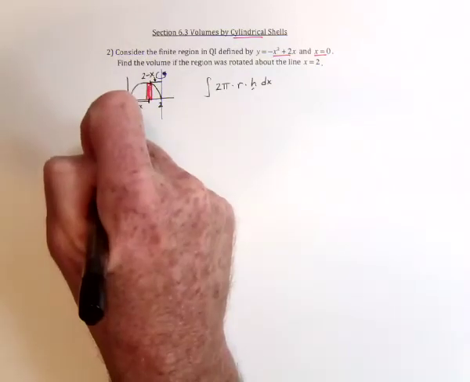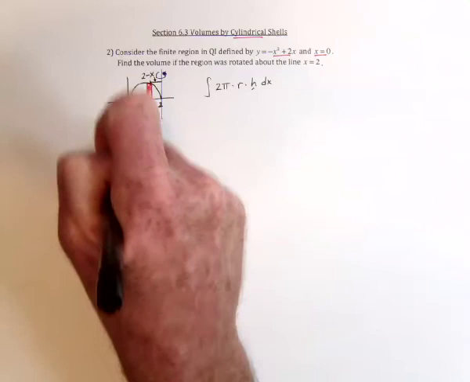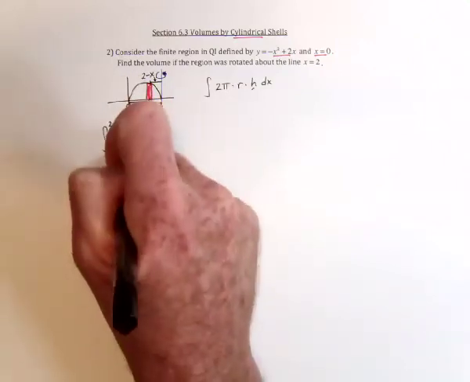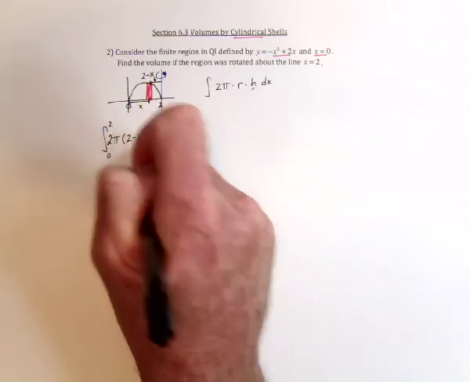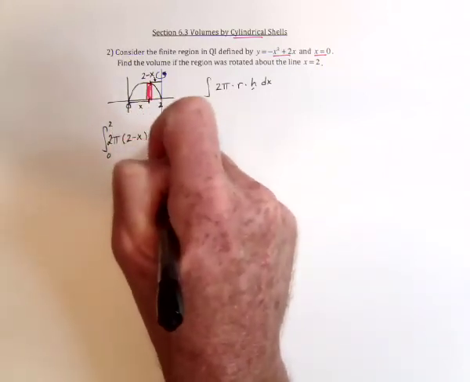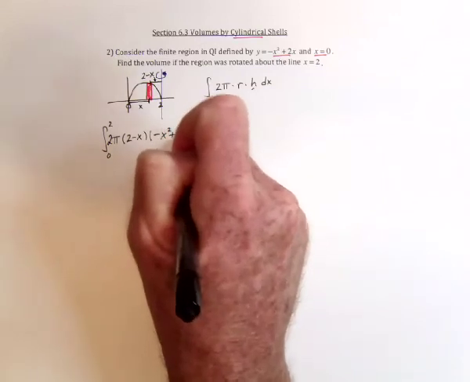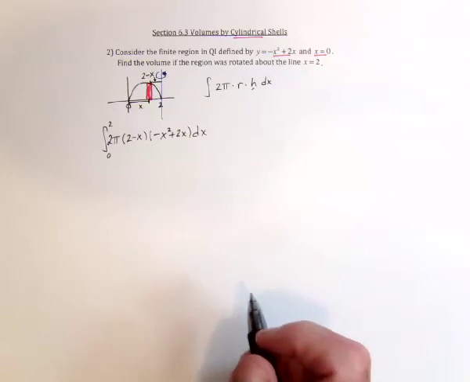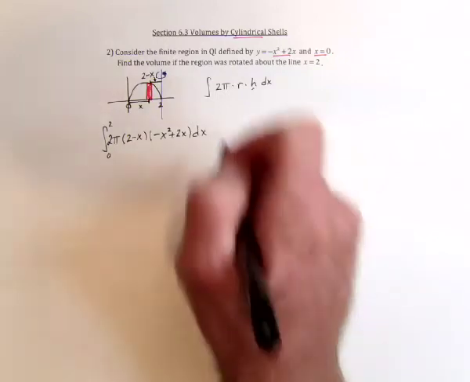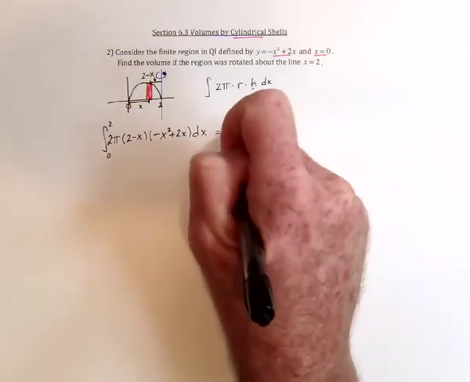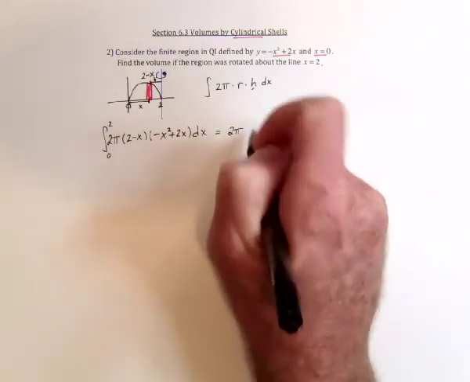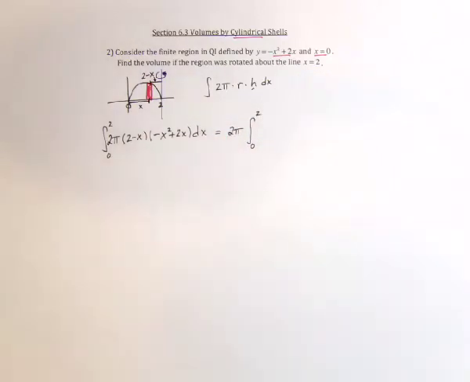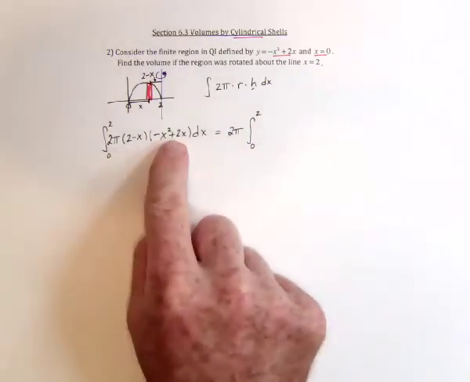So we're going to have the volume is the integral from 0 to 2 of 2 pi, the radius is 2 minus x, and the height is negative x squared plus 2x. And then it's time to do algebra before we do some more calculus. So factor out the 2 pi, and then multiply this out.